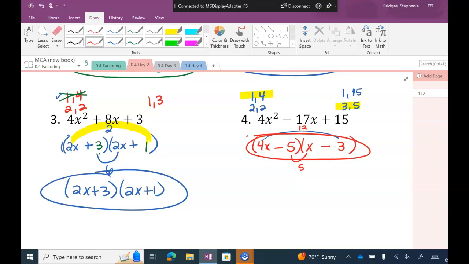If I'm not sure, I can make my list. 1 and 60 doesn't work. 2 and 30 doesn't work. 3 and 20 doesn't work. Those subtract to give me 17, but I need to add. 4 goes in 15 times. That doesn't work. 5 goes in 12 times. Those add, right? Okay, same signs, both negative.